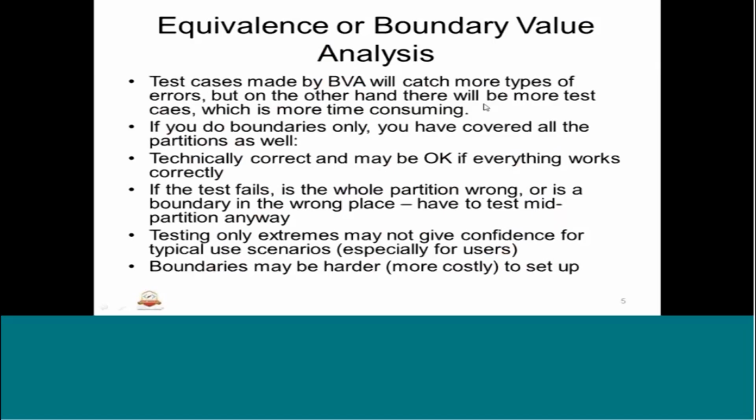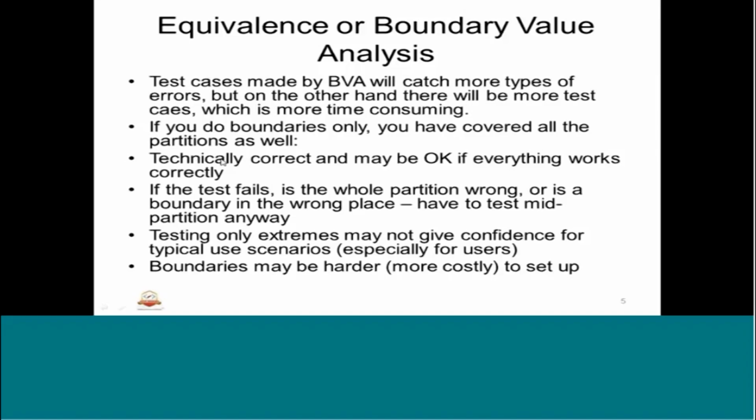But the disadvantage is that we will have more test cases. On the other hand, there will be more test cases which is more time consuming. Definitely it is time consuming because we need to identify for each of the boundary conditions. But it's equally important to identify the BVA, the boundary value analysis test cases. If you do boundaries only, you have covered all the partitions as well. That means definitely it is going to cover all the partitions. But better to have an intermediate value along with the boundary conditions.